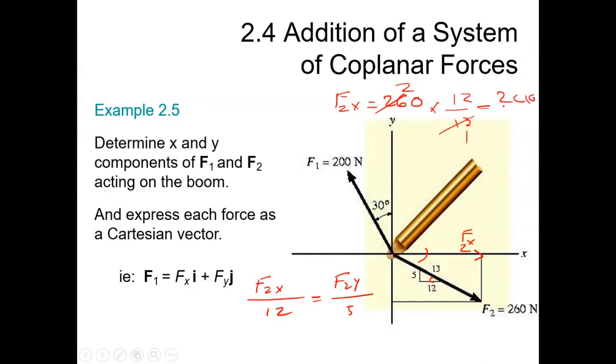Right? One more time. Yes. So that is f2x, and this is theta. So f2x is what? f2x is the magnitude of f2 multiplied by cos theta, right? Correct? And this theta is equal to that theta.